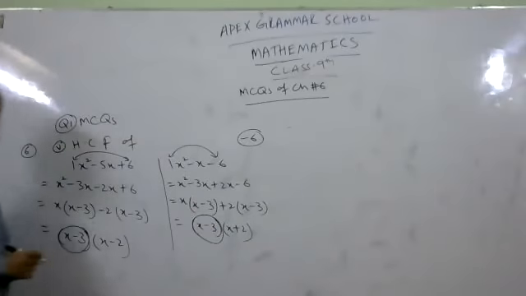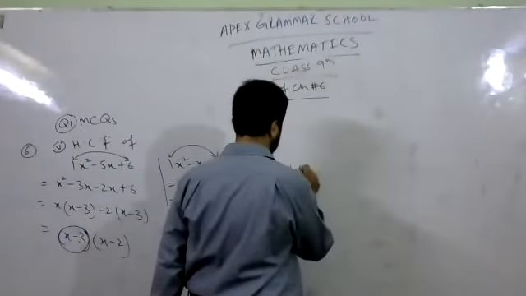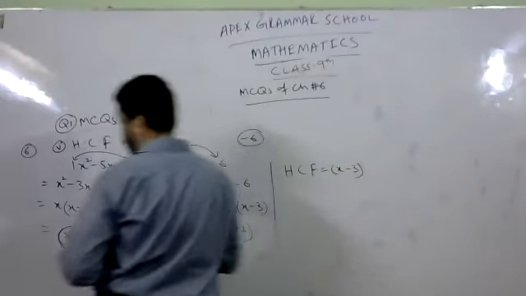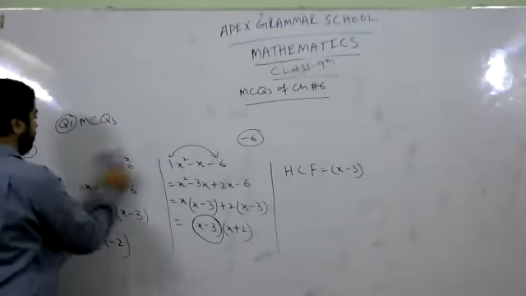So HCF will be x minus 3. And that's it. The last part is part 6.